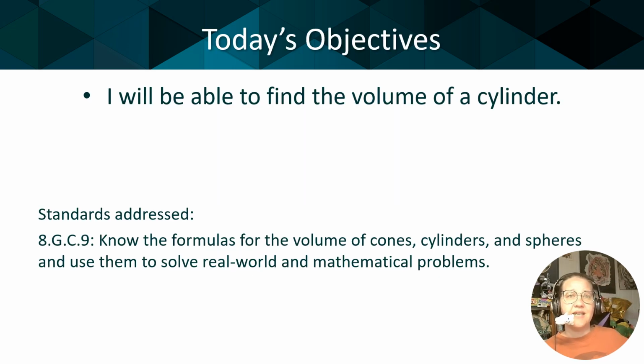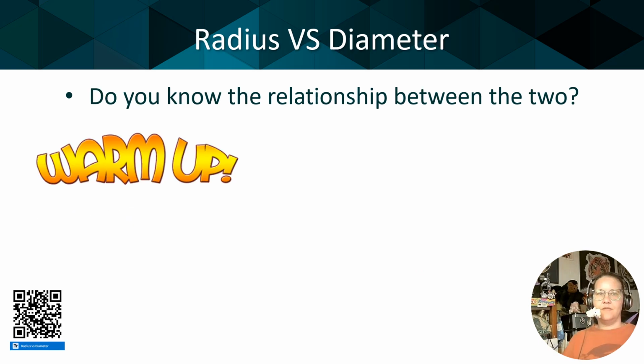So as stated on the first slide, today we're going to be learning about the volume of cylinders. There's going to be a formula you want to write down and memorize for this one, guys. Go ahead, pause this video, do this warm up. I want to know what is a radius versus what is a diameter? What is the relationship between the two? Just pop something brief into the word cloud.